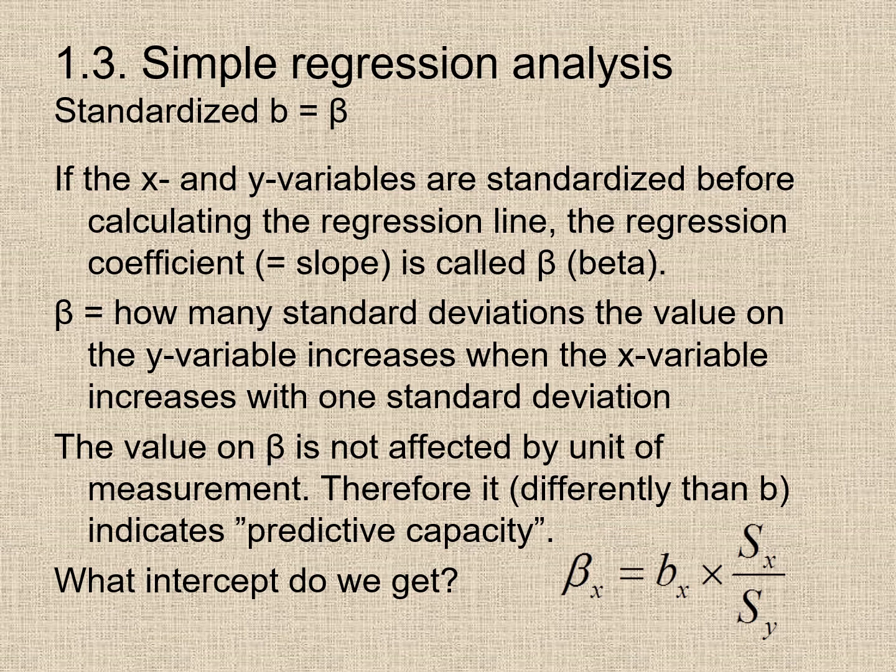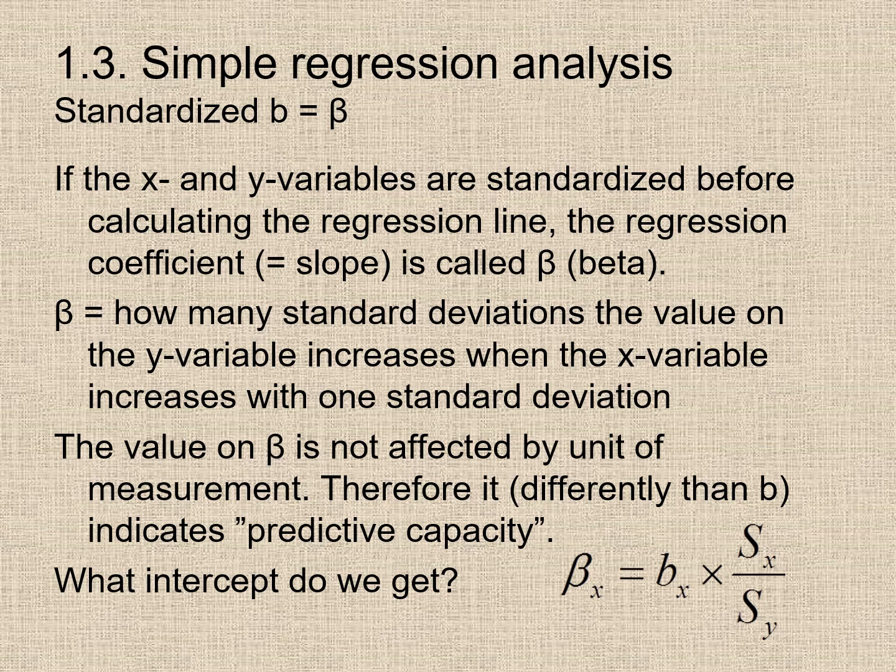What does it say now? If the standardized independent variable increases by 1, what does that mean? An increase by 1 is the same as an increase by 1 standard deviation. So the beta coefficient stands for how many standard deviations the value on the dependent variable changes when the independent variable increases by 1 standard deviation. So the unit now is always the same. The unit is standard deviations.